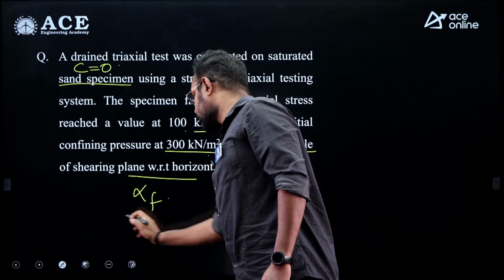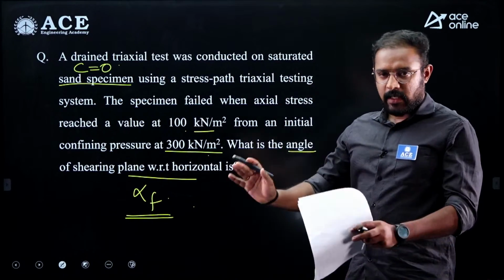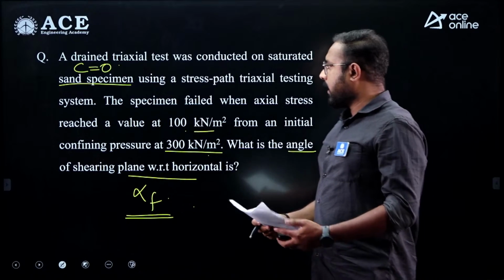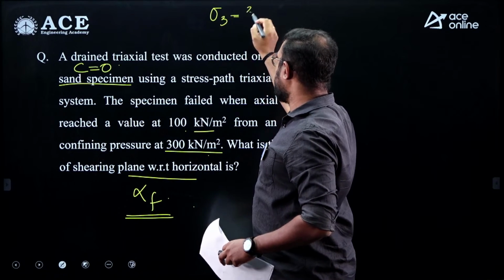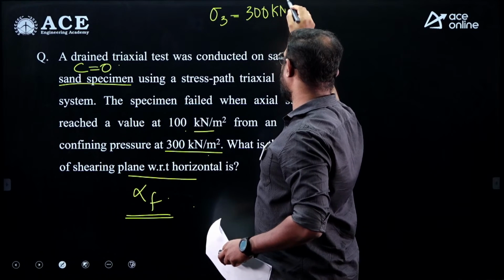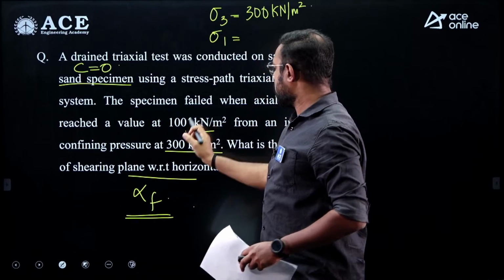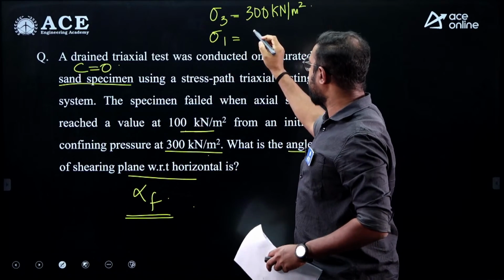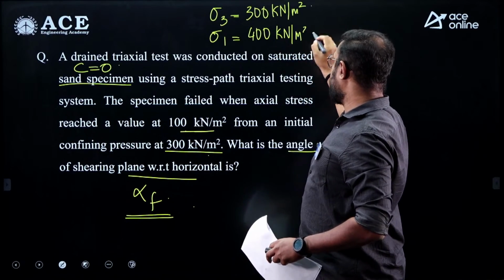The alpha F value. See, they asked the same question in the morning session also. Now we know that sigma 3 here will be nothing but 300 kilonewton per meter square. Sigma 1 will be what? The additional deviator pressure will come, so it is 300 plus 100, 400 kilonewton per meter square.